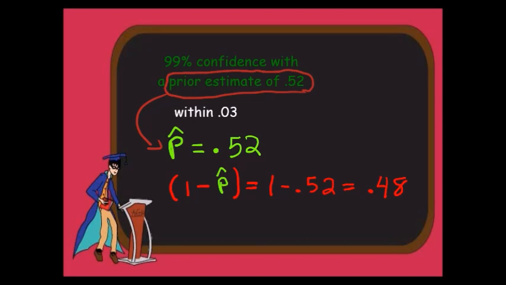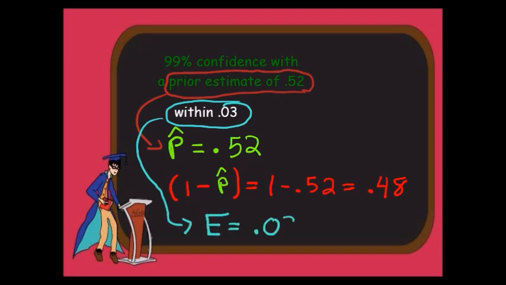Now the next part that we need to deal with is that "within" section. That "within" is the same as your E because it is a certain error. If they give you a percentage for error, make sure that you write it in decimal form. Otherwise, you're going to mess up your entire problem.